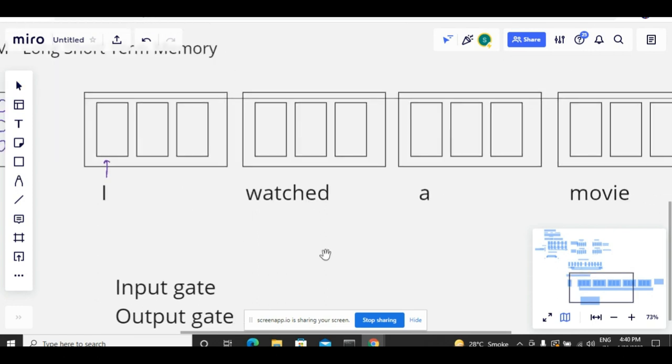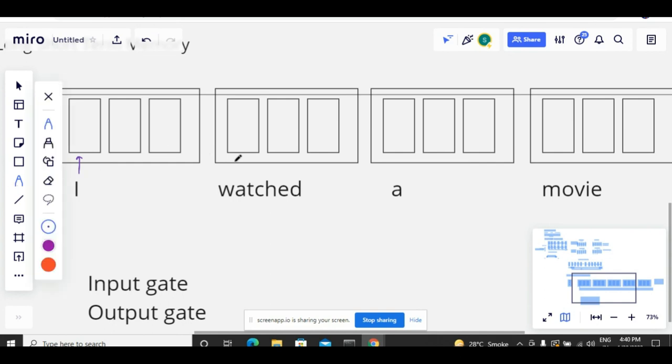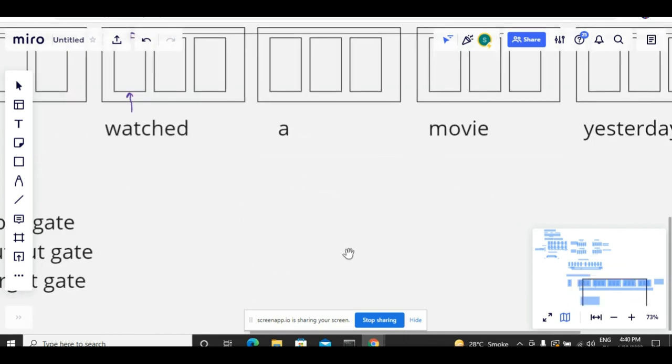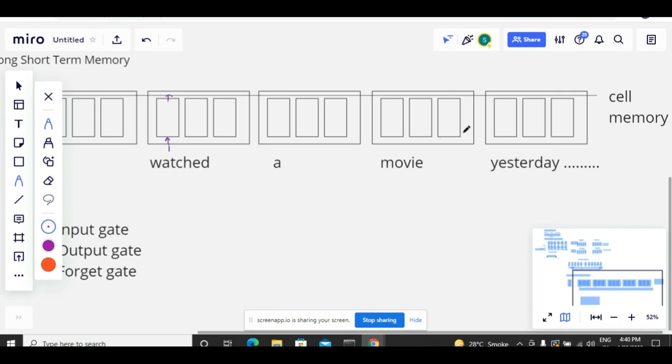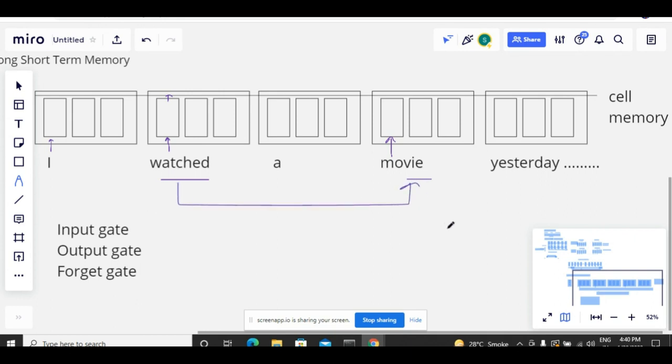Now similarly, the second cell will input watched, and it seems like watched is an important token, so it will be passed into the memory, and the same process will continue. And finally, once we input movie, the LSTM will create a relationship between watched and movie. So it will understand that this watched is actually referring to the movie.